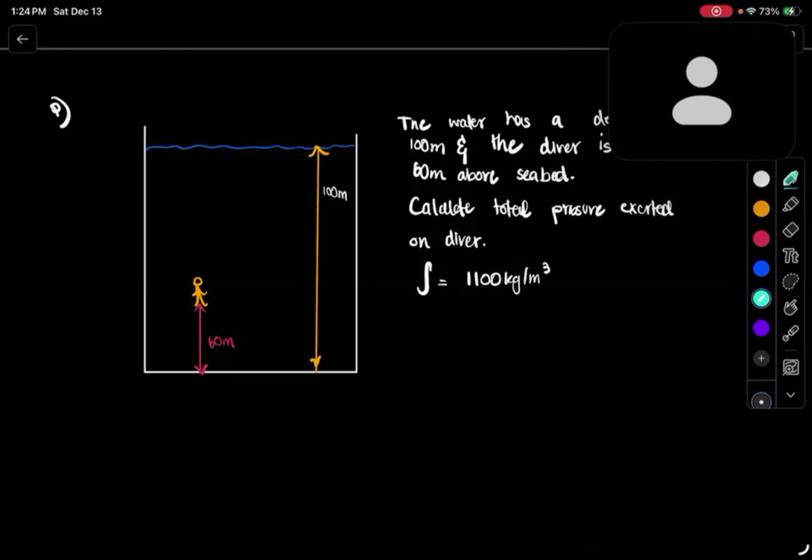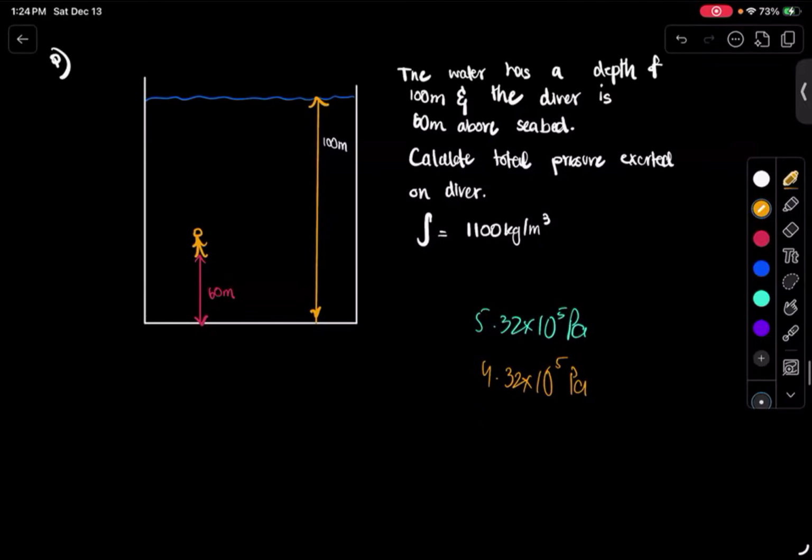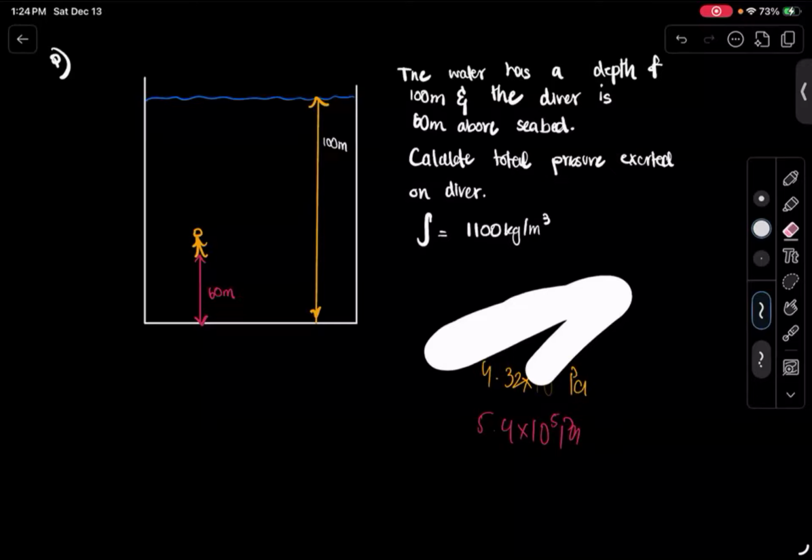Yes. Anya, what number did you get? I wrote my answer in standard form, so I got 5.32 times 10 to the power of 5 pascals. Okay. What about you, Ariz? I actually got 4.32 times 10 to the power 5 pascal. Okay. What about you, Kaima? I got 5.4 times 10 to the power 5. Okay, so close enough, 5.4. Now, they're fairly different, but let's check what could be the reason.